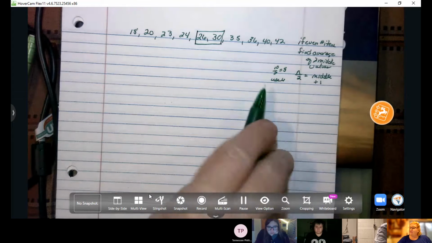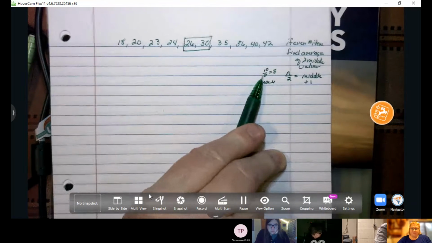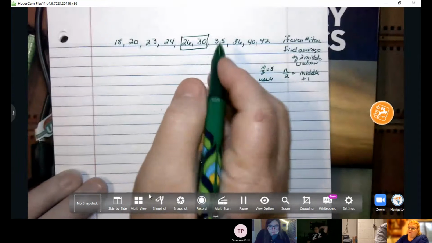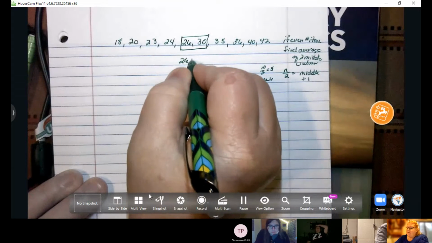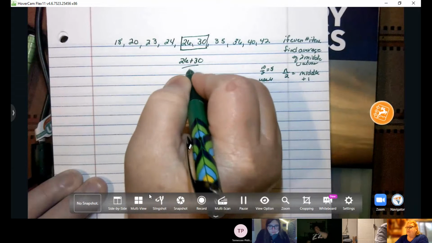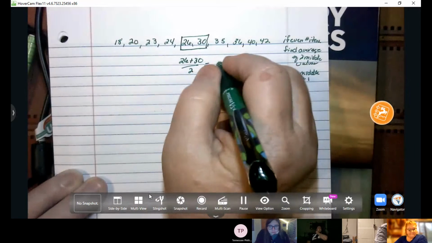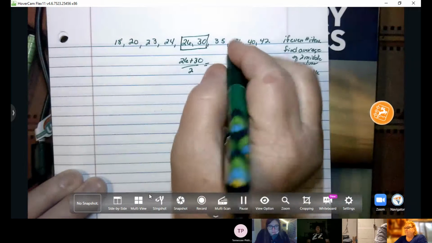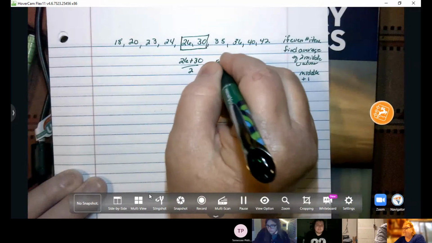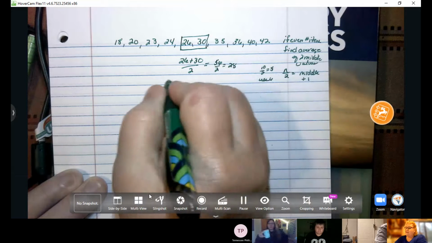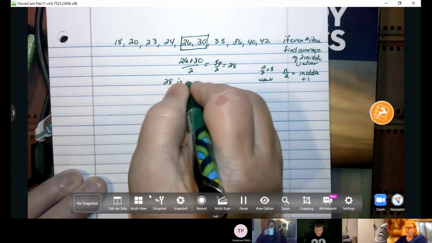Do you have to do this little calculation? No. You can just count and figure out what goes in the middle. That's up to you. Now, how do you find the average of the 2 middle? You add them together, divide by 2, and so 28 is the median.